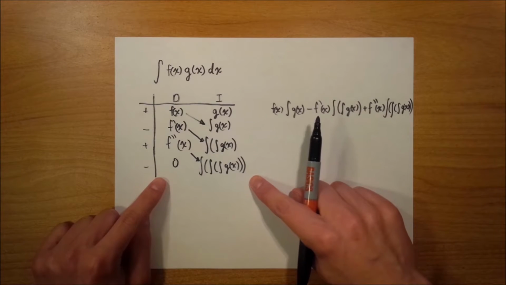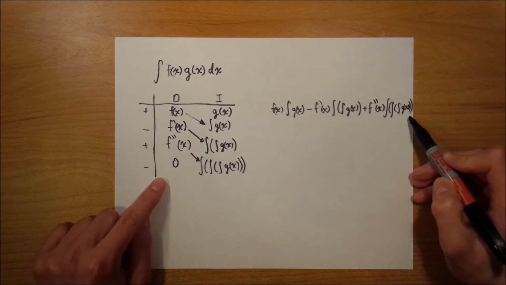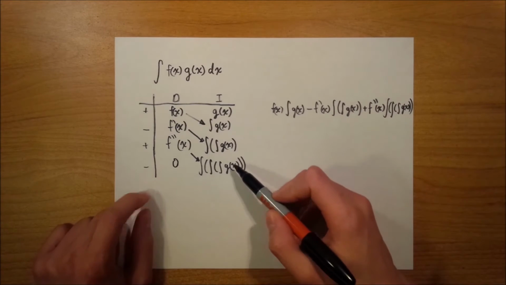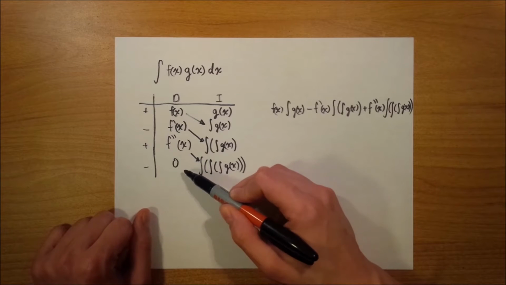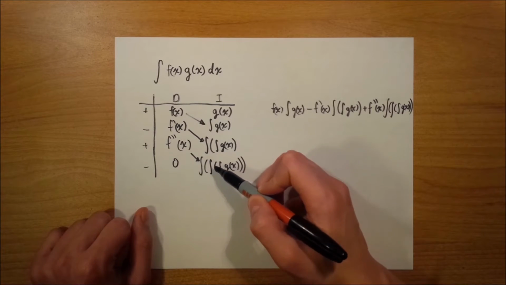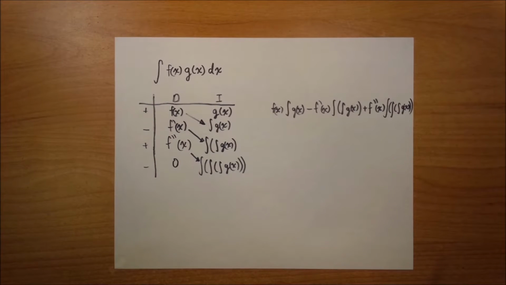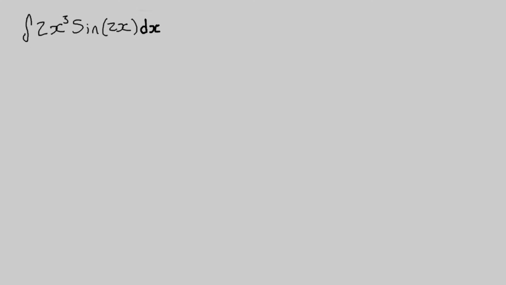If both components were repeating, the last term in the expansion would be the integral of the product of the last row of the two terms on the last row. And this is the generalized tabular method. In the next example, we're going to integrate 2x cubed sine of 2x using the tabular method.